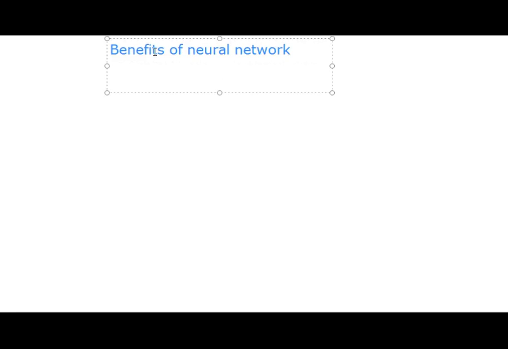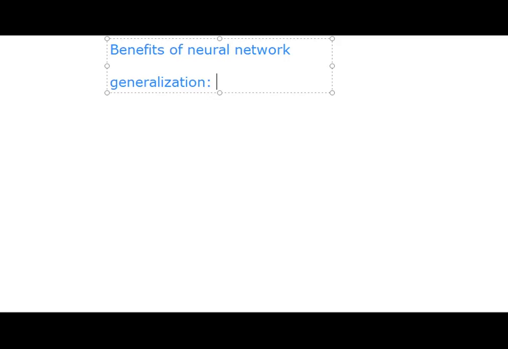Now, the first benefit is non-linearity. It appears that a neural network derives its computing power through, first, its massive parallel distributed computing structure, and second, its ability to learn and therefore generalize. So what does generalization mean? Generalization refers to a neural network's production of reasonable output for inputs not encountered during training, that is, during learning.